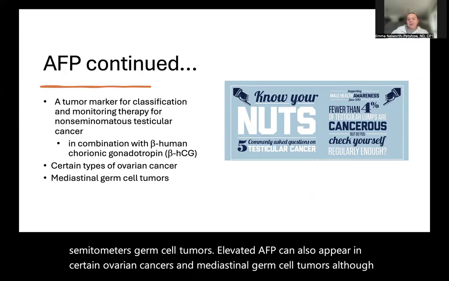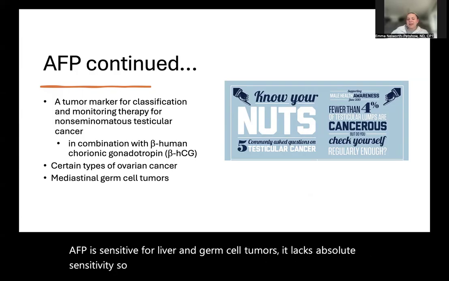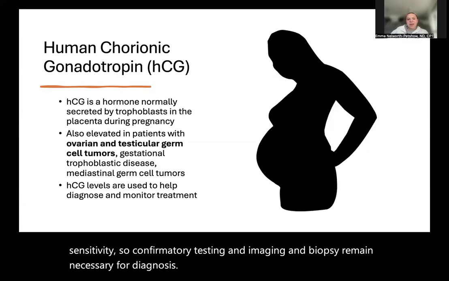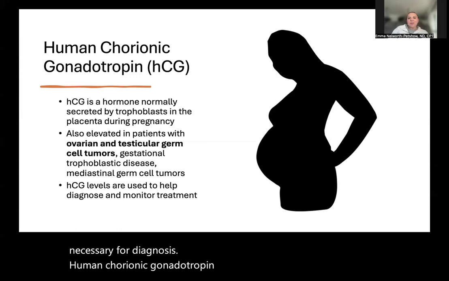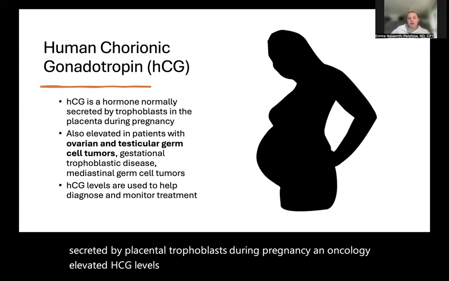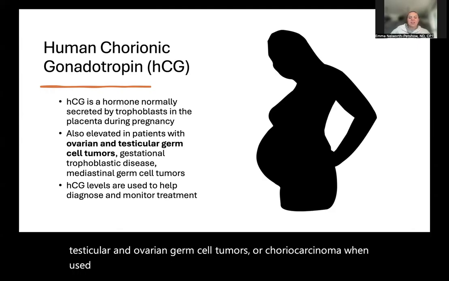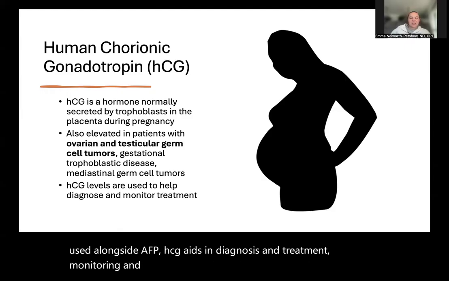Although AFP is sensitive for liver and germ cell tumors, it lacks absolute sensitivity, so confirmatory testing and imaging and biopsy remain necessary for diagnosis. Human chorionic gonadotropin is a hormone that's normally secreted by placental trophoblasts during pregnancy. In oncology, elevated HCG levels indicate gestational trophoblastic disease, testicular and ovarian germ cell tumors, or choriocarcinoma. When used alongside AFP, HCG aids in diagnosis and treatment monitoring, and serial declines in HCG during therapy suggest effective treatment response.